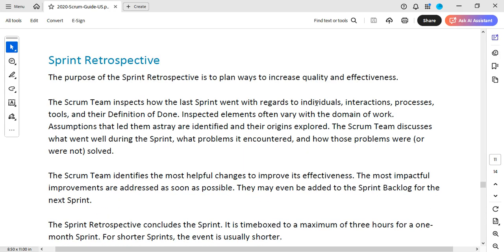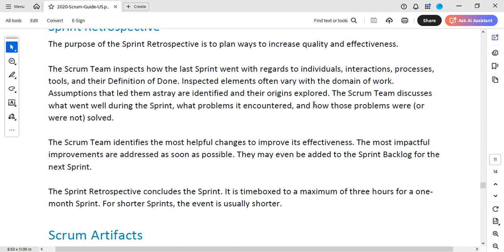Sprint retrospective. The purpose of the sprint retrospective is to plan ways to increase quality and effectiveness. Perfect. Now we've done the sprint planning. We did our daily stand up. We've done our sprint review to inspect and adapt. Now we want to increase quality and effectiveness.